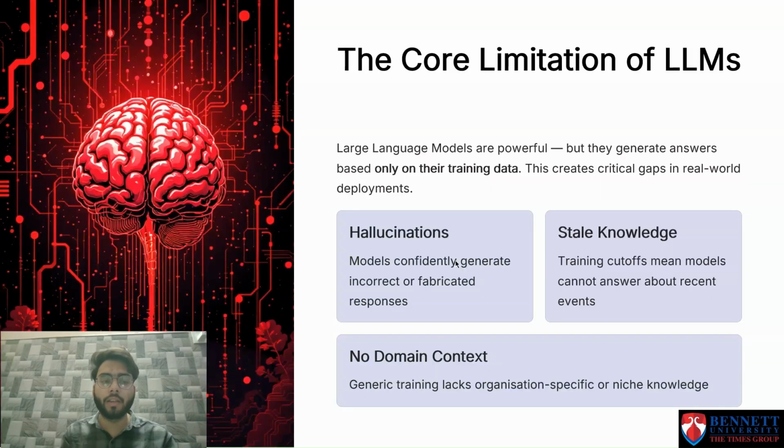Large language models are very powerful, but they have a major limitation. They rely only on their training data. Because of this, they sometimes generate incorrect answers, which is also known as hallucination. They can also provide outdated information and cannot access domain specific knowledge or private data. These limitations reduce their reliability in real world applications.